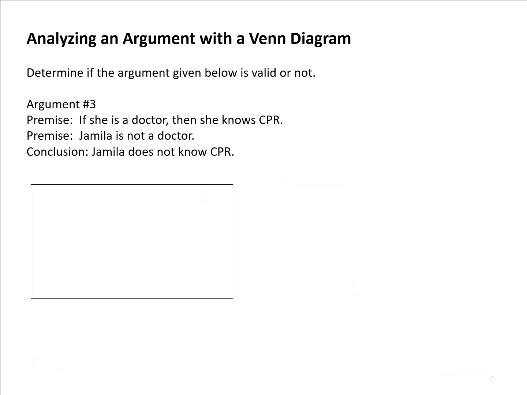Here's a third example using an if-then statement. Here we have the premise, if she is a doctor, then she knows CPR. Remember, if-then statements are just like all statements. The if statement is going to be entirely within the then statement. So if she is a doctor, doctors are entirely within the then part, which is knows CPR. Now my second premise is that Jamila is not a doctor.